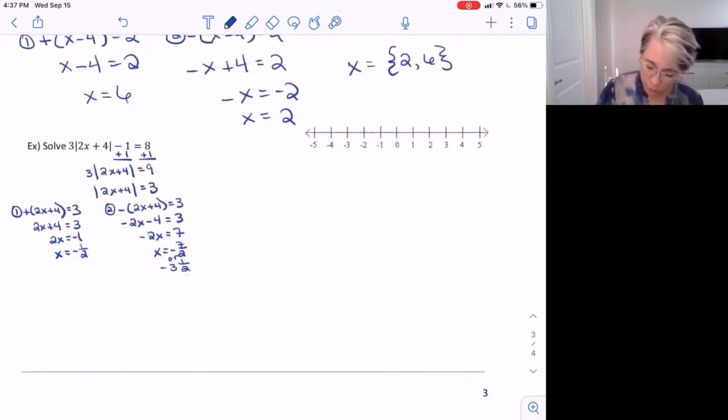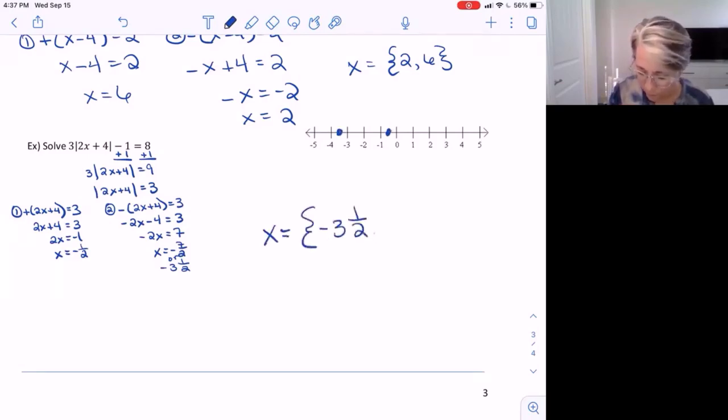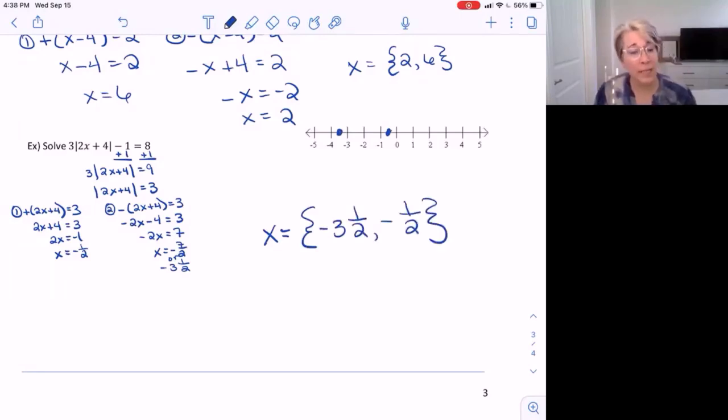So both of those solutions, negative 1/2 could be graphed there, negative 3.5 right there. But we would just list those two possibilities, negative 3.5 and negative 1/2. Again, we would use braces, not parentheses or brackets. There is a difference. We're not including everybody in between. It's just those two solutions.